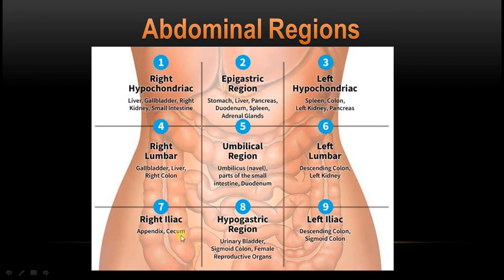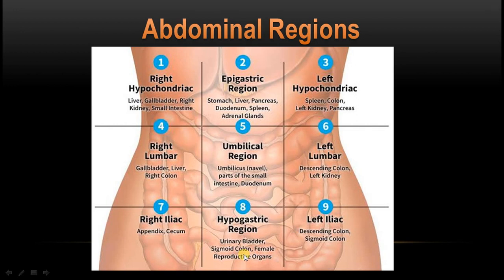Right iliac is for the cecum and appendix, left iliac is for the sigmoid colon and the descending colon. Hypogastric is for urinary bladder and female reproductive organs. So now you have a fairer idea of which organs fall into which region.